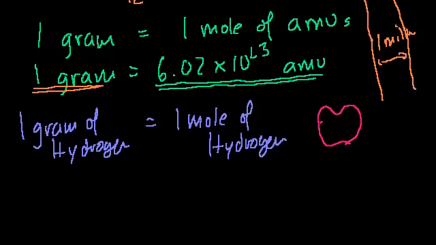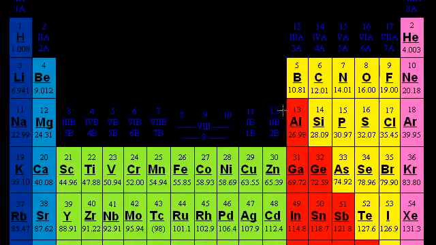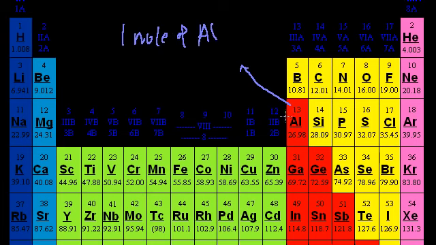So in general, if you take any element, let me just pick 1 mole of aluminum. If I were to take 6.02 times 10 to the 23 aluminum atoms, what is the mass of that collection? Well, each of them has an atomic mass number of 13, right? So it's 13 AMUs times 6.